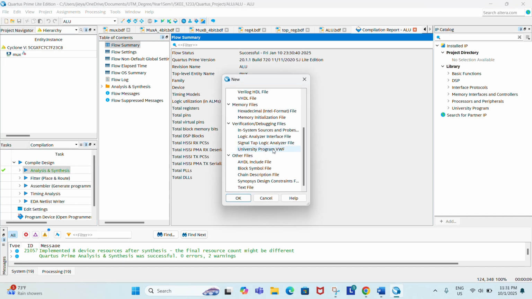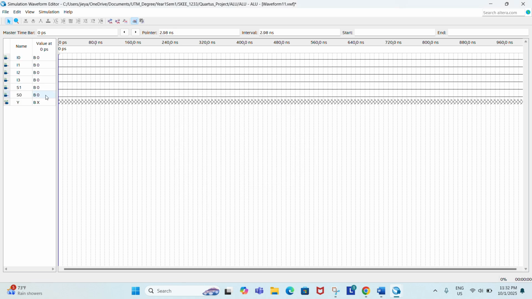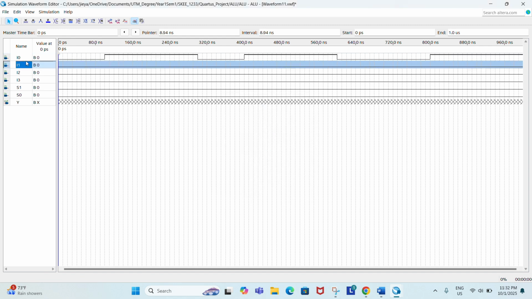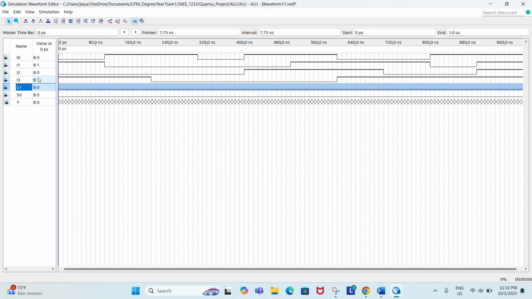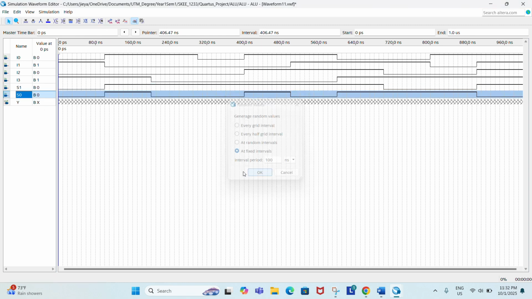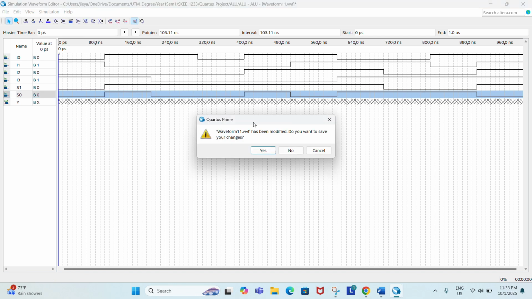0 errors. New, University Program VWF. Okay. I will put random values at a fixed 100 nanosecond interval. Remember to delete the no read out in the simulation settings. Run functional simulation.